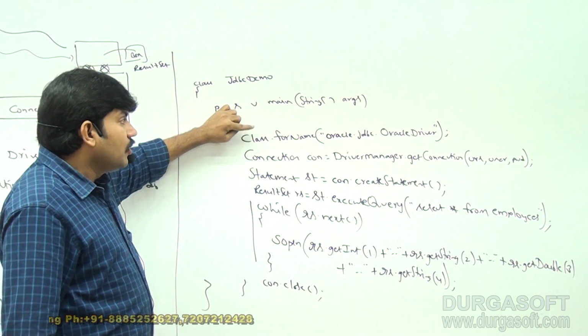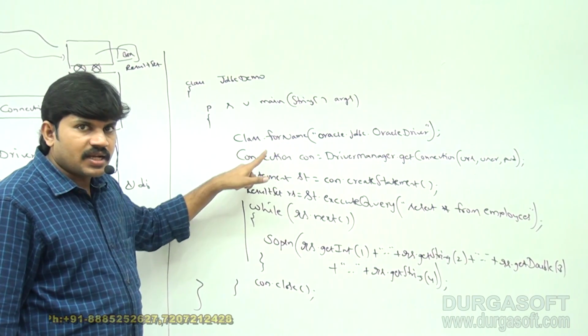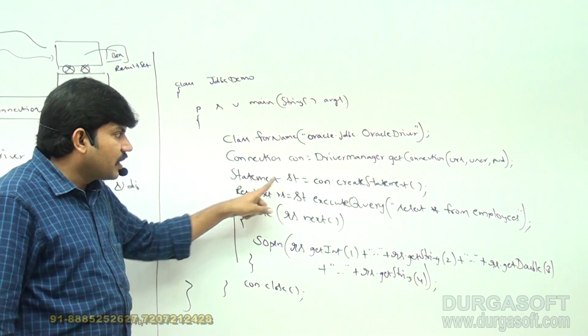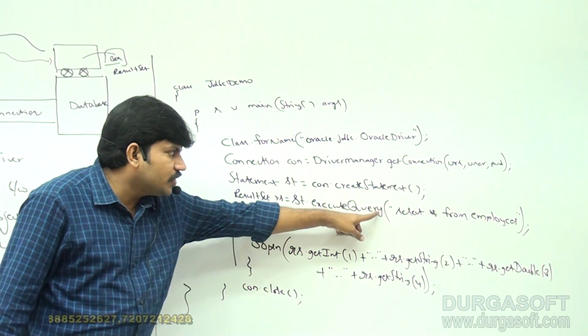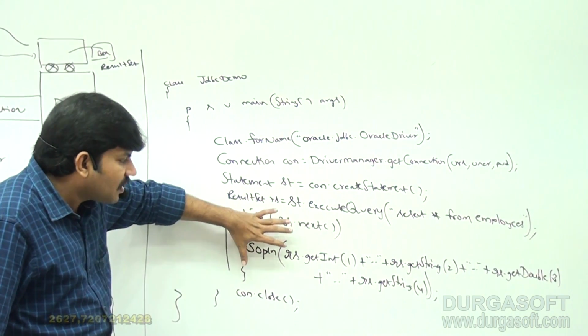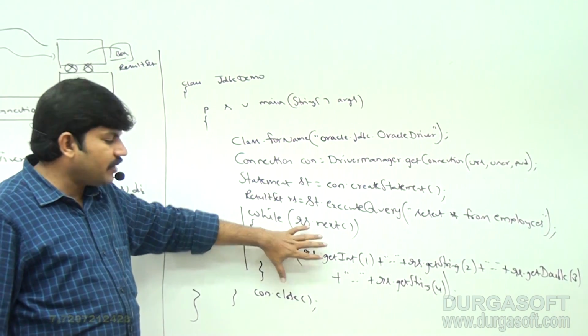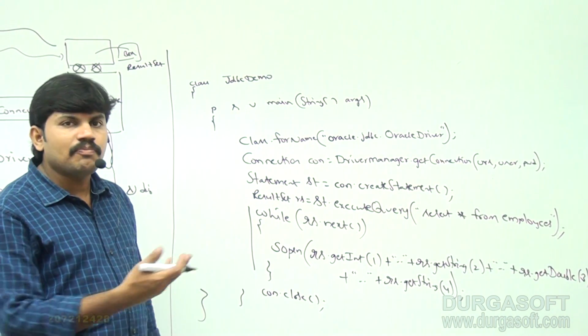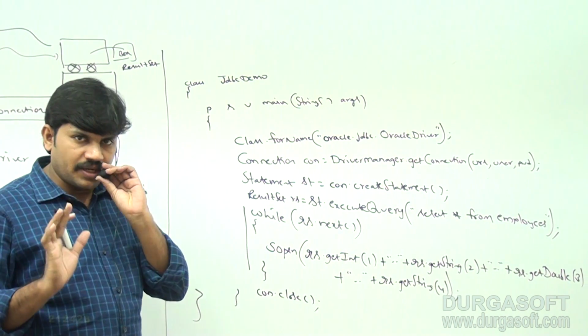What is the first one? Load and register the driver. Second one, establish the connection, creation of the statement, send and execute the SQL query. Now what will I get? A ResultSet. Process the results from the result set. Next, con.close. Sample code is just to get the basic idea, right?